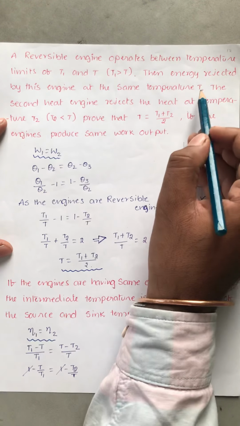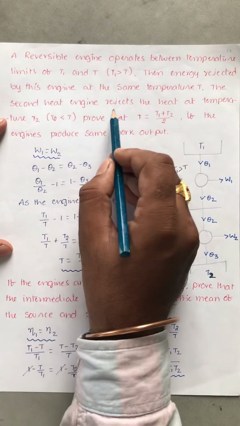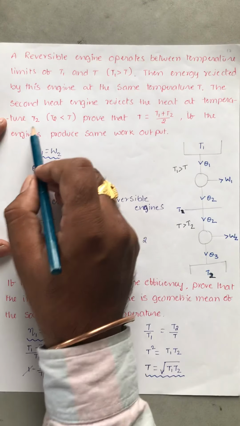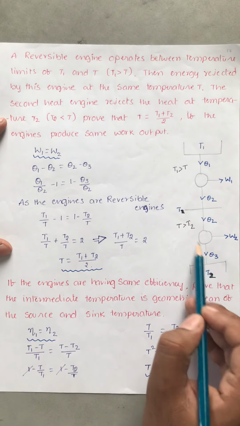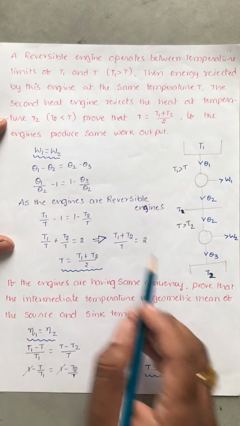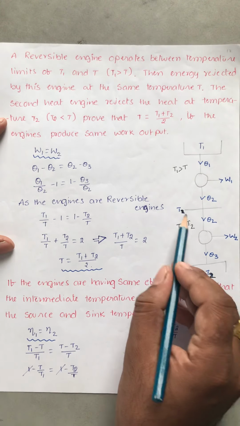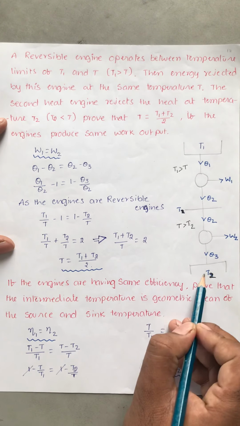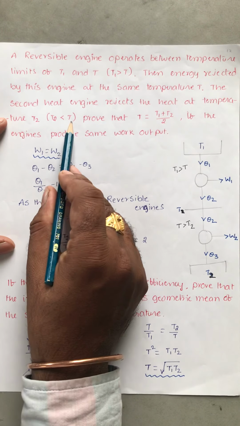The second heat engine rejects the heat at temperature T2. T2 is less than T, so that means T is more than T2.